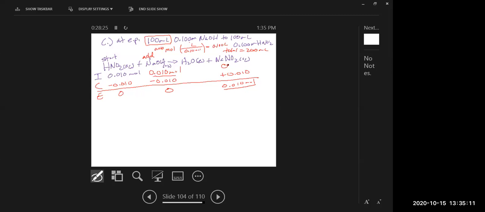We started with 100 of the acid. We added 100 of the base. So we would divide by 0.2 liters. And I'll just write it to the left there. That will give us 0.05 molar. Any questions on that ice table?